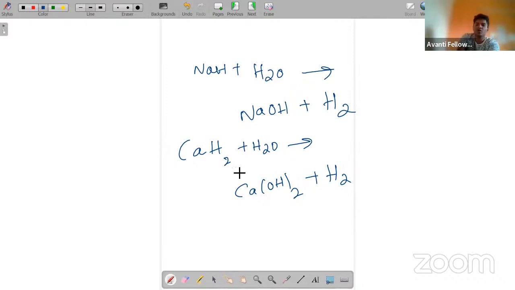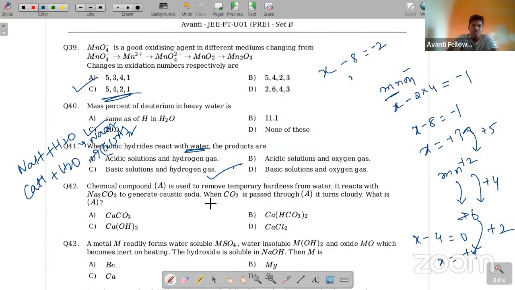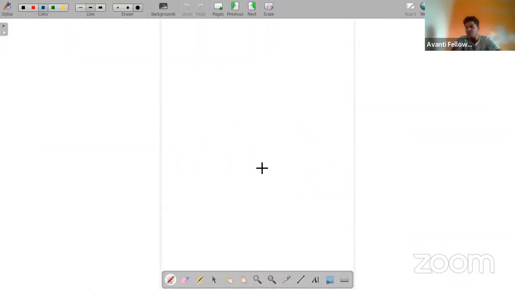Okay, guys, I hope you understand this one. And this is very important, guys. 42nd question. Take a screenshot or write down. A chemical compound A is used to remove temporary hardness from water. It reacts with sodium carbonate to generate caustic soda. When CO2 is passed through it, it turns cloudy. What is A here? I will write the overall equation here. No need to worry. The answer is calcium hydroxide actually.